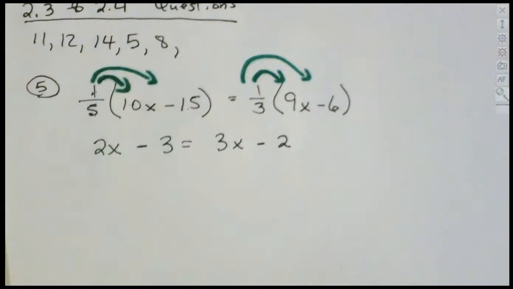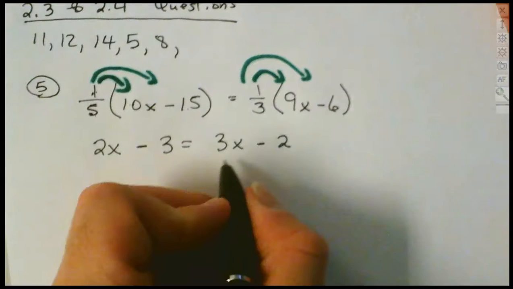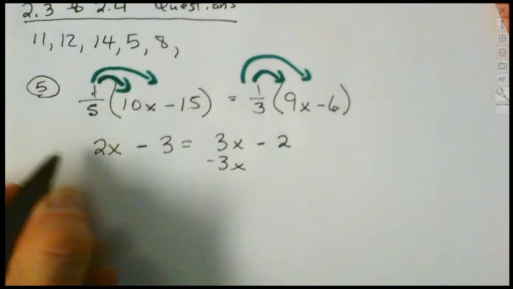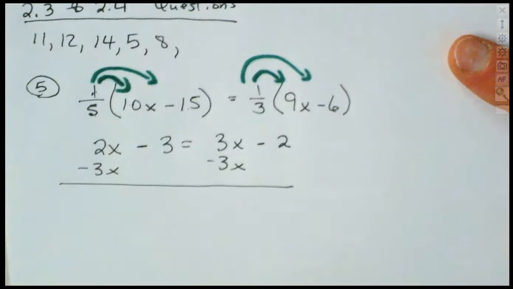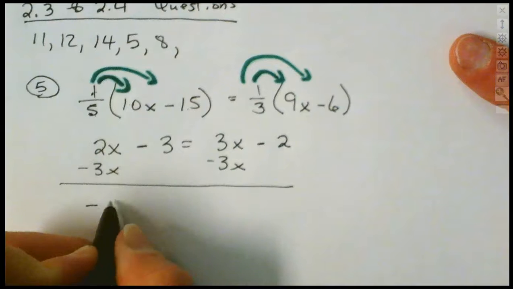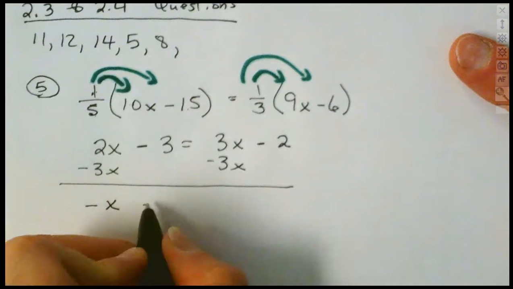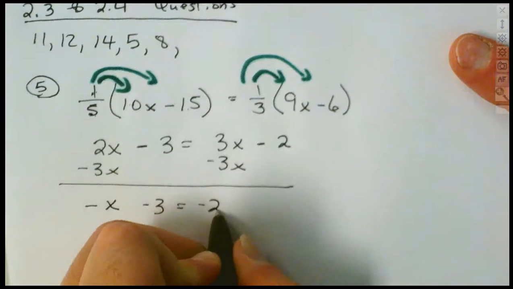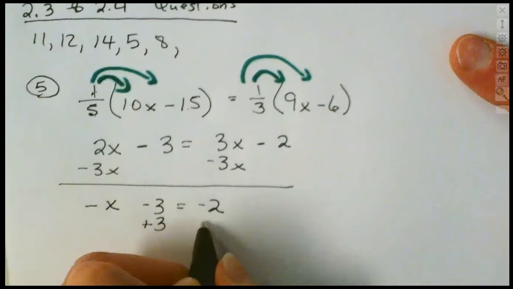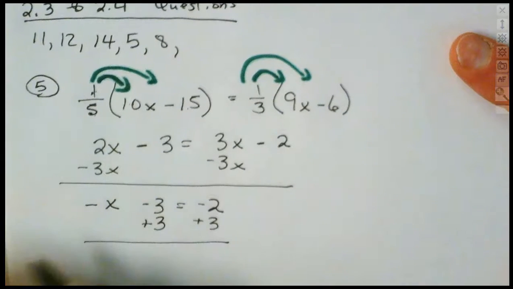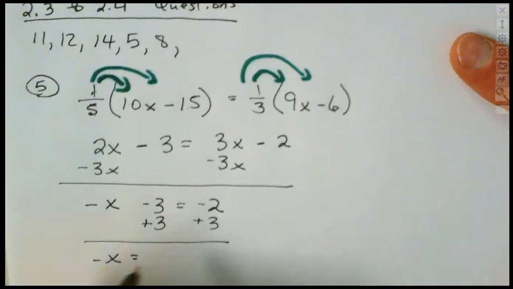Numbers on the right. So I'm going to go ahead and move that 3x over. And when I move that 3x over, I have 2x minus 3x. That makes it a minus x, minus 3 equals that minus 2. Next step, we're going to move that 3 over to the right-hand side. And now we've got minus x equals 1.